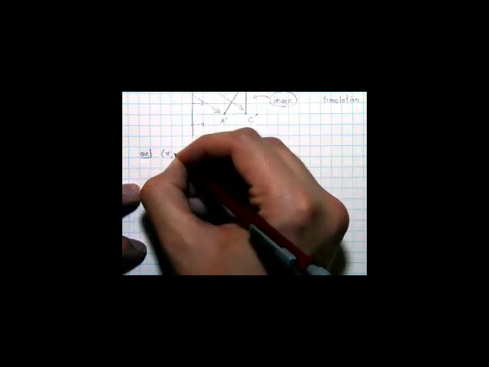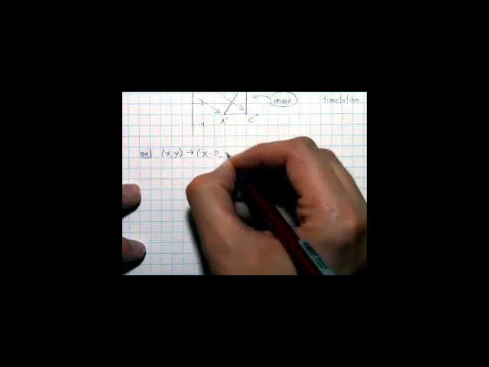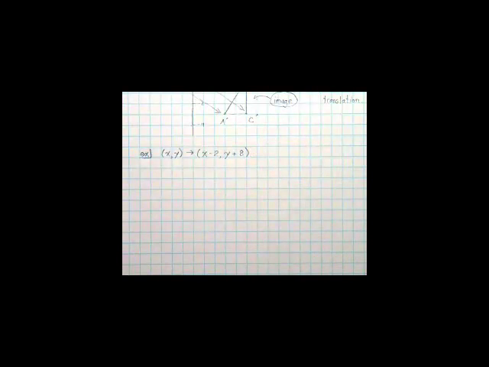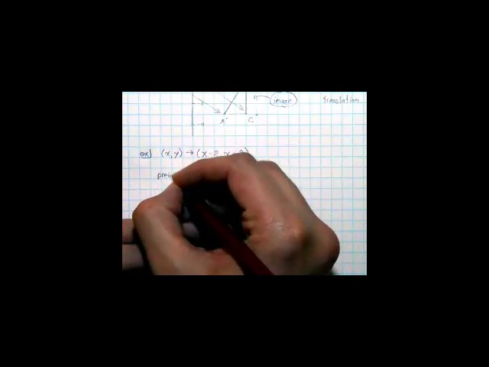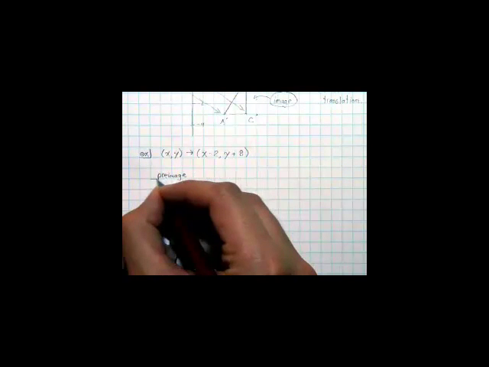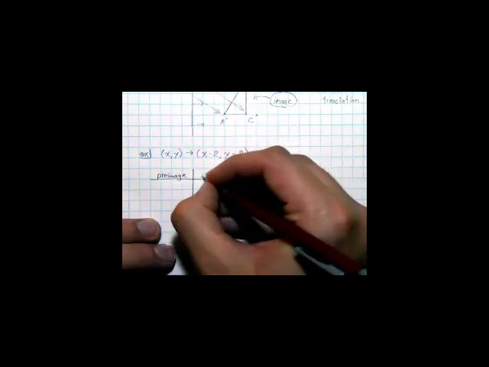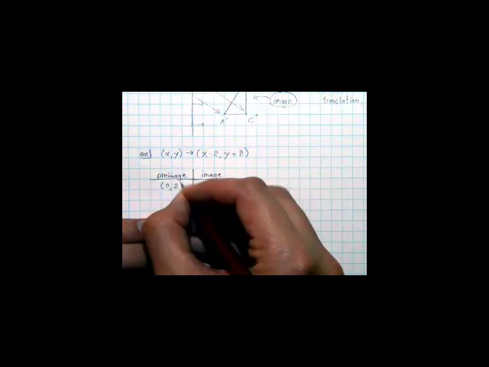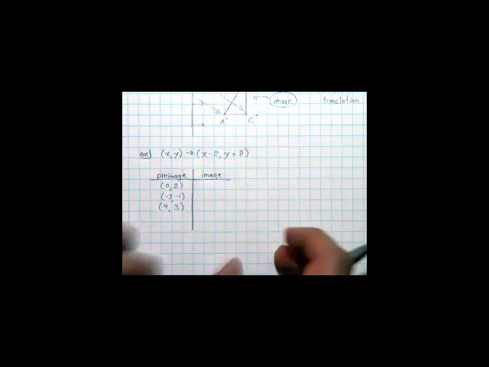So let's say our rule is (x, y) goes to (x minus 2, y plus 8). Okay, so we're going to start with that rule. And we're going to take a bunch of pre-image points and see if we can turn those into image points. So I'm going to make a little chart here to do this one. All right, let's just do 3.